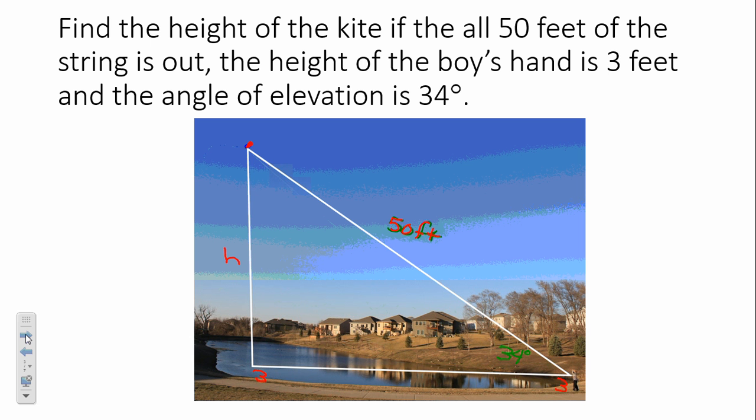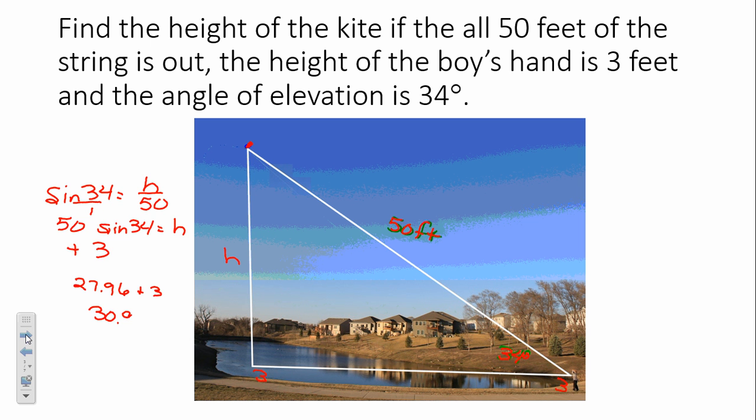Okay? So which one are we going to use? The sine, yep, because it's the sine of 34. So sine 34 equals h over 50. Whatever we get, we're going to add 3 feet to the end. We're going to get the h by itself, so we're going to cross multiply. 50 times the sine of 34 will be equal to our h. So 27.96 plus 3 is 30.96 feet. Okay, make sense? Okay.